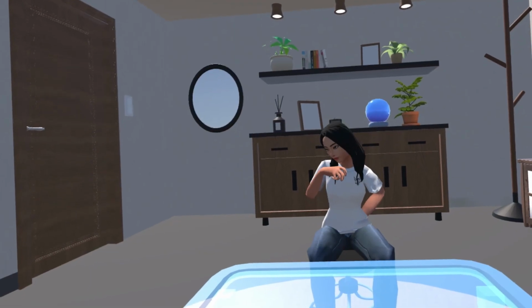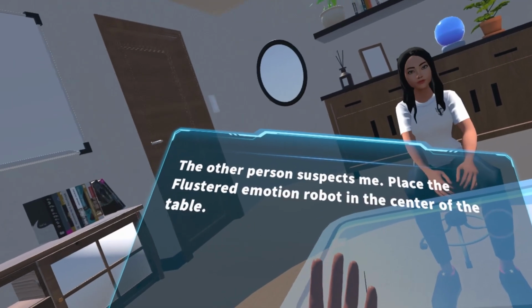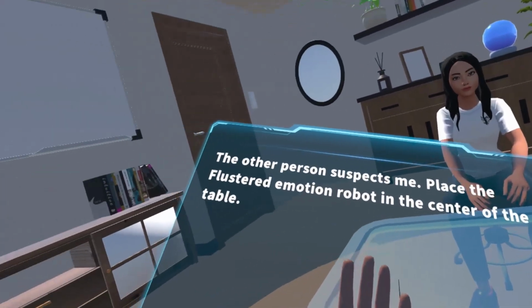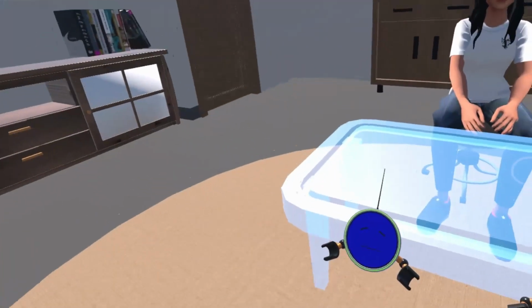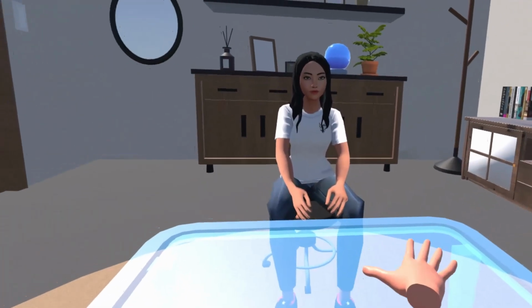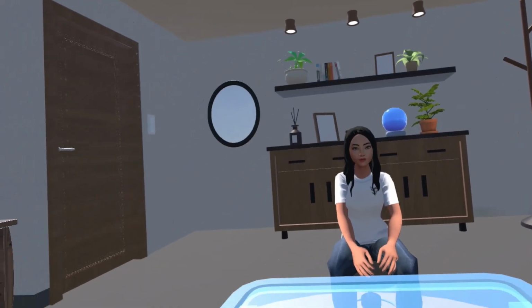By any chance, did you eat my snack? The other person suspects me. Place the flustered emotion robot in the center of the table. Nod your head to show that you are listening carefully.